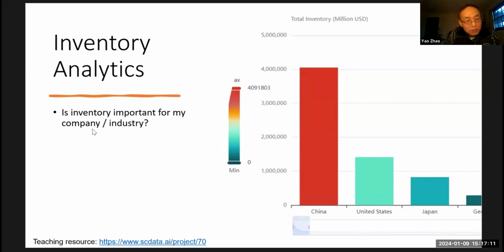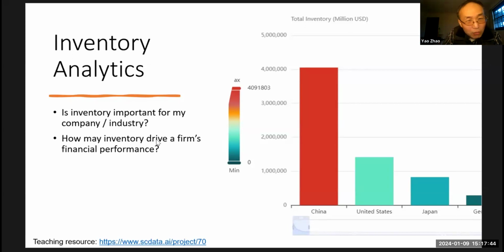My first question is: is inventory important for my company or industry? For some industries, inventory is not important, for example banking or software, and some service-oriented industries. In my class, I used to teach in a New York class, where most of the students are from Wall Street. So they had absolutely no interest in inventories, until I show them how inventory drives a company's financial performance.